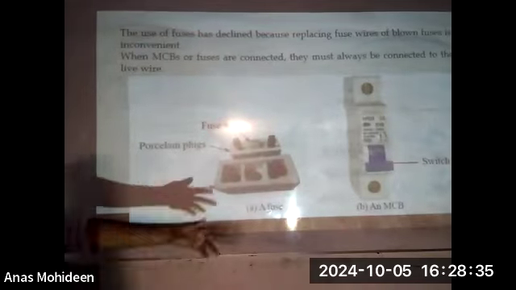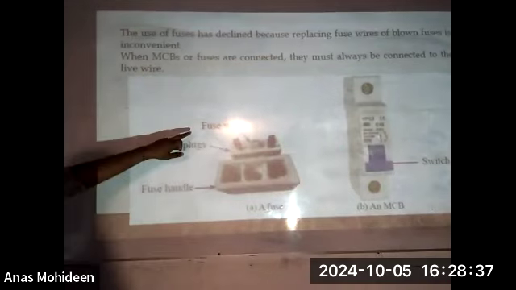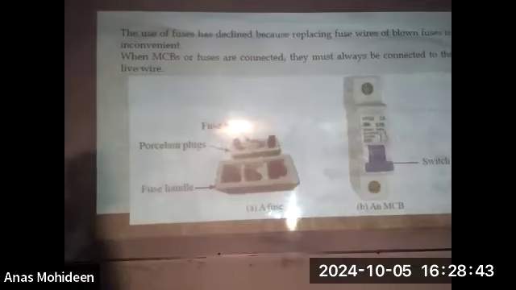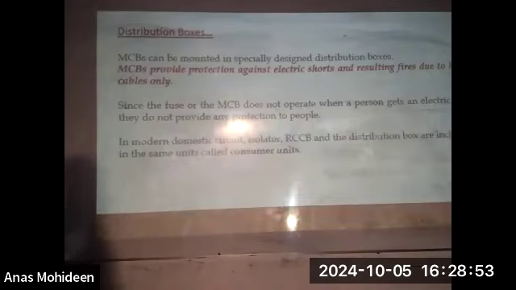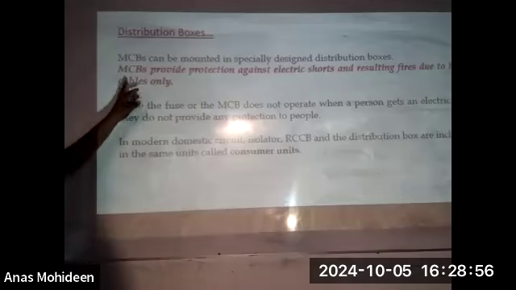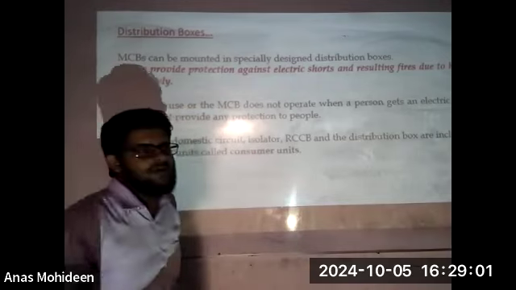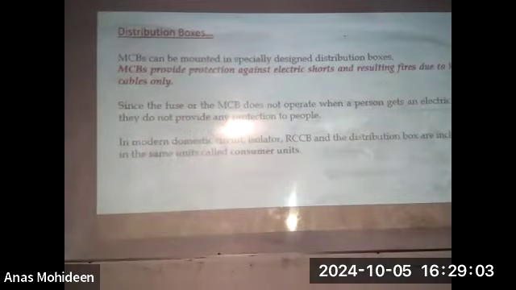In MCBs, we are using these levers. Earlier we used fuses with metal alloys. That's the difference. And when these MCBs are connected, they always have to be connected to the live wires so that the current passing through the wire can be controlled. Distribution boxes. MCBs provide protection against electric shorts and resulting fires due to heated cables only. Underline. It does not provide protection against electric shocks for residents. So when people get an electric shock, there is no protection.